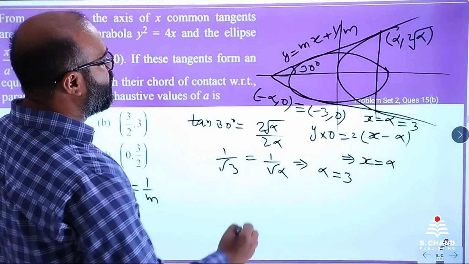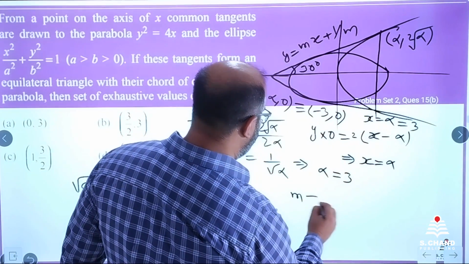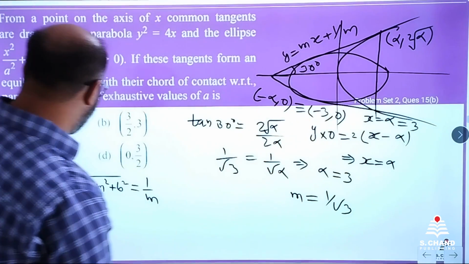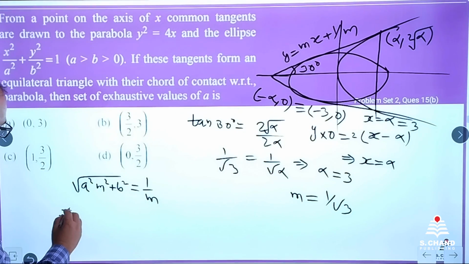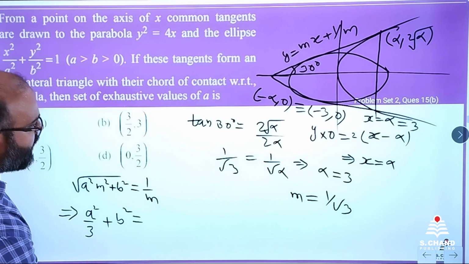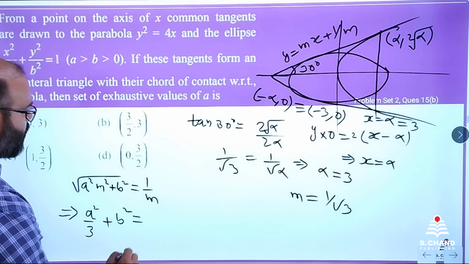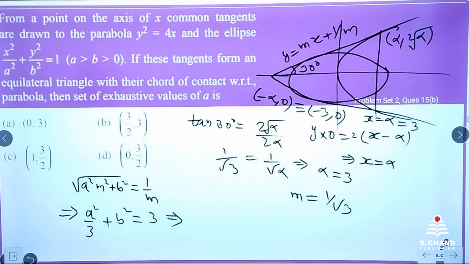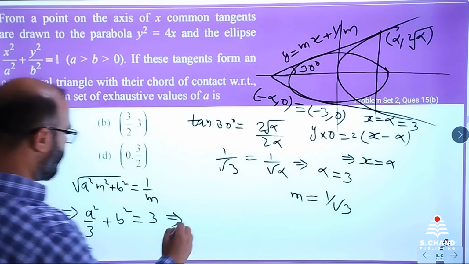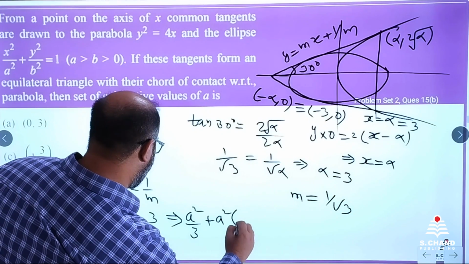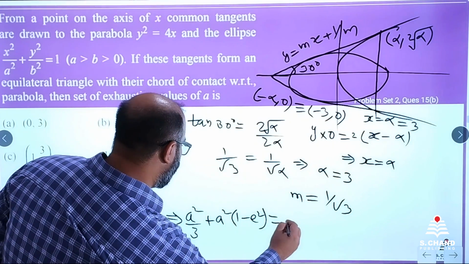M is the slope, and m is equal to the slope of this tangent, which is 1 by root 3. So this is 1 by root 3. So m square will be 3 plus b square, and this is 1 by m square, so this will be 3. Now from here we know that b square is equal to a square into 1 minus e square. So this is a square by 3. B square is a square into 1 minus e square is equal to 3.